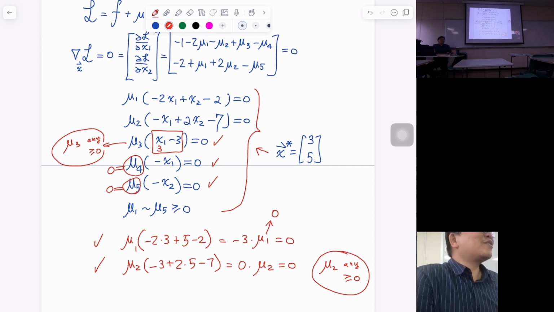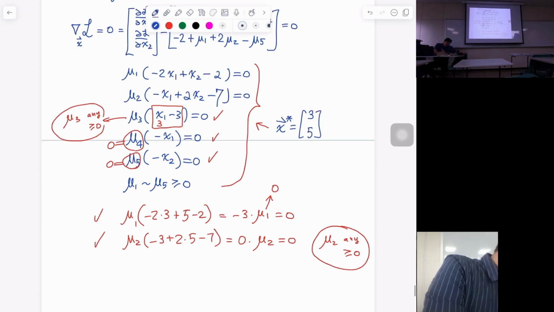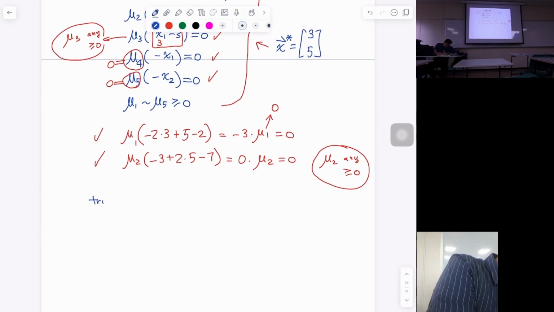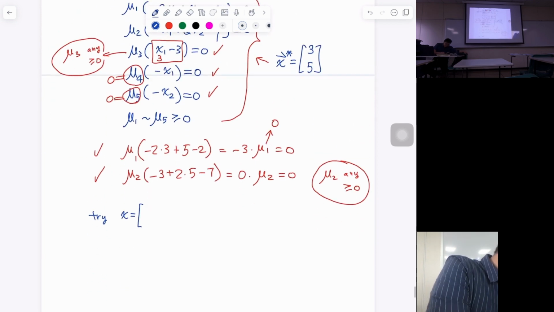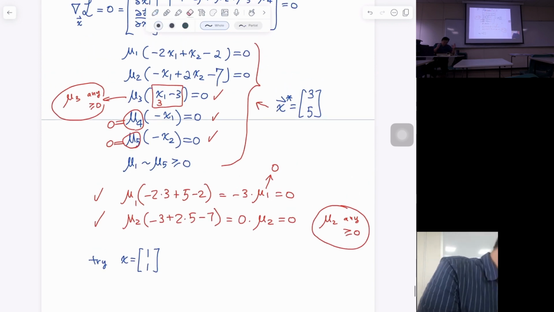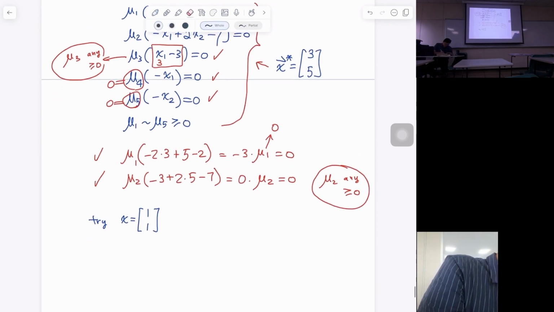So it seems like it's a solution. Does it mean if I plug in something else, it will satisfy? Let's try something else. So if I try x equals to something easy, just 1, 1, okay? And then I try to plug in the whole thing again.